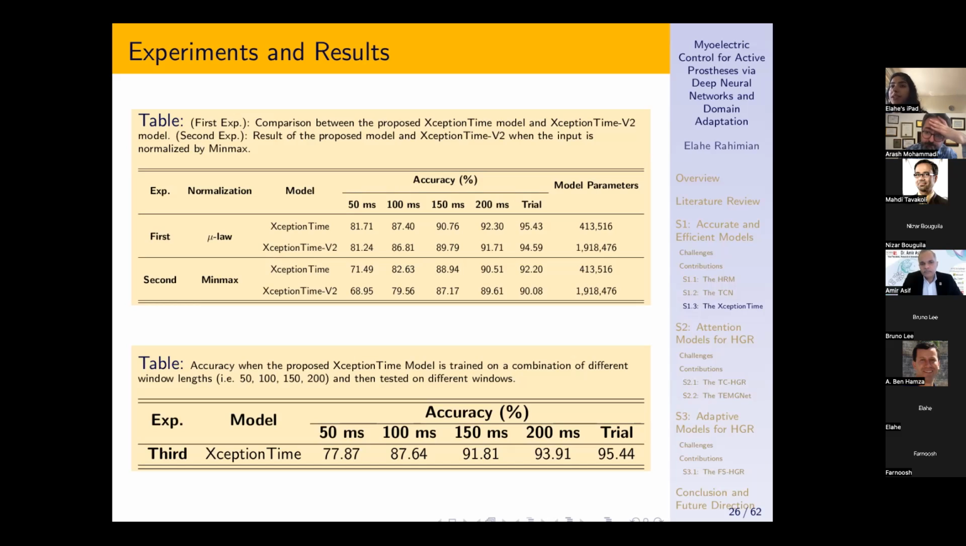And finally, the final table is to claim or validate that this architecture is dependent on the window size. So instead of training the model only with a specific window size, we train the model with a combination of different window sizes, and then we test for a specific user and report the result.